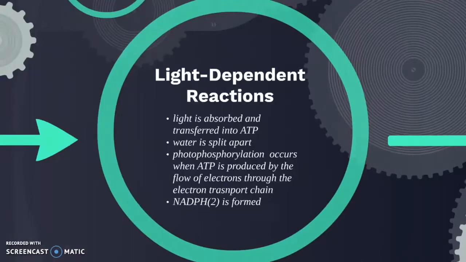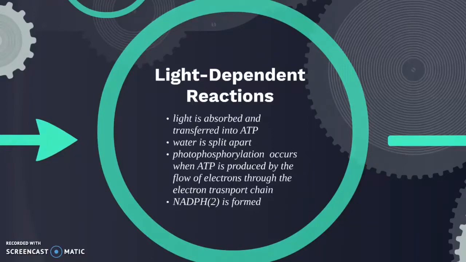First off, we have light-dependent reactions. During the light-dependent reactions, two major things occur. Light is absorbed and transferred to molecules of ATP, which is the energy that is used by plants to function, and water is split apart.